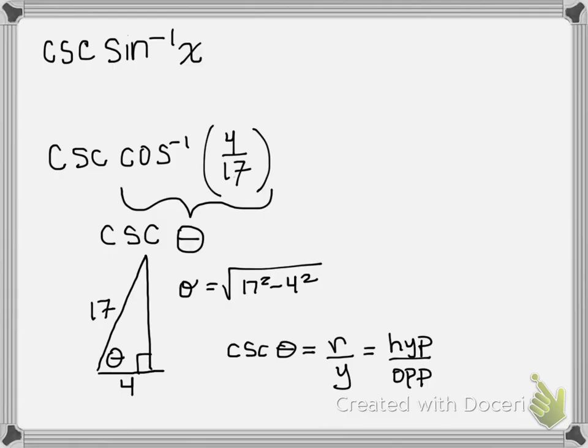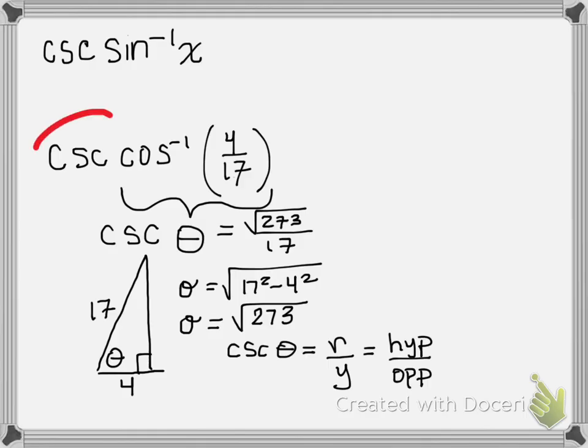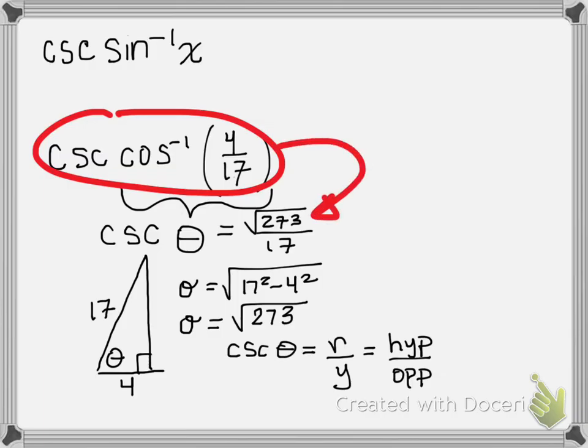And we would find that the opposite side is rad 273, and that the cosecant of theta is the opposite, which is rad 273, over 17. So that's another type of problem that hopefully you're familiar with. Cosecant of the cosine, yes. So all of this is equal to rad 273 over 17.